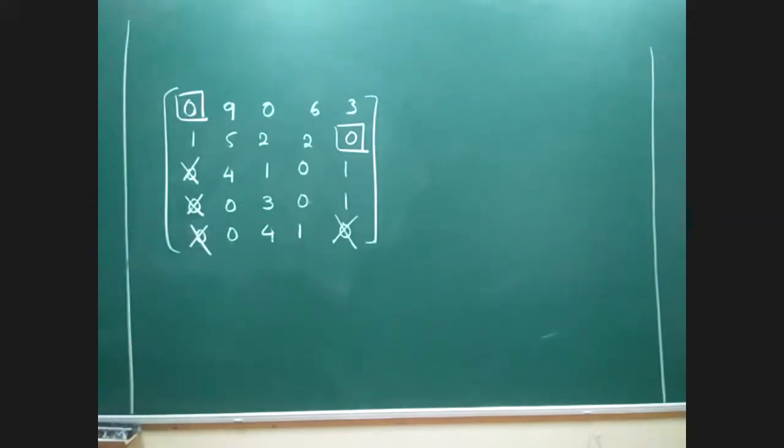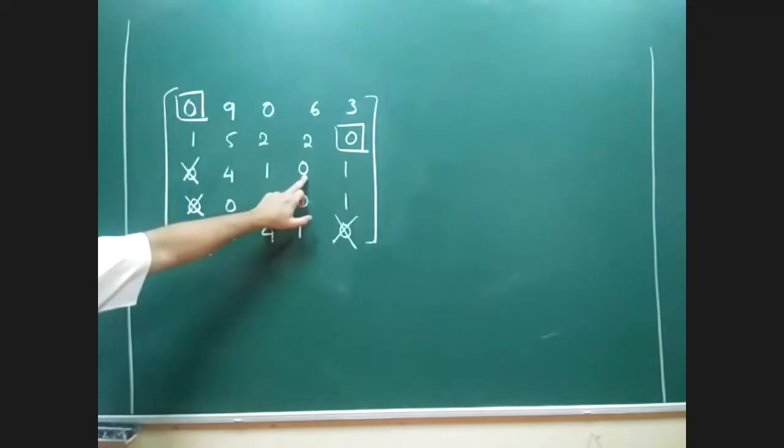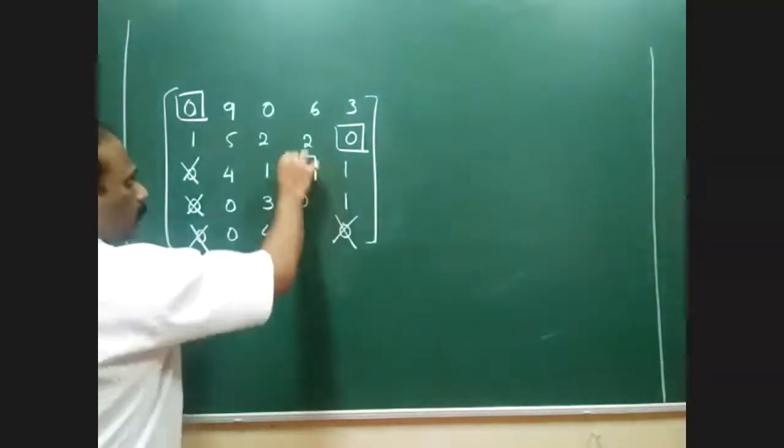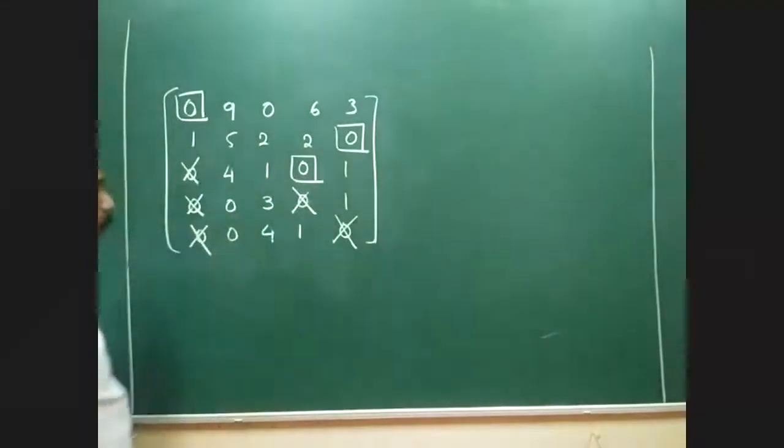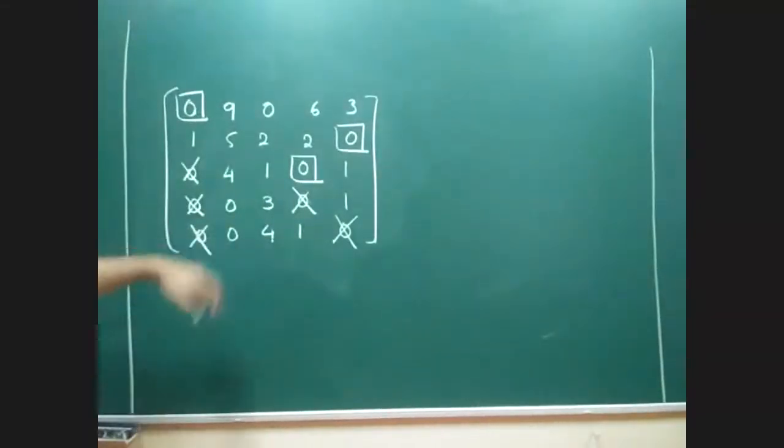Now we'll go back to the same method. Let's look for the single zero. Where is the single zero? Here you can see there is a single zero. So if I'm selecting this particular value, then all the zeros of that particular column will be blocked. Okay. Now you get another single zero. There is a single zero.